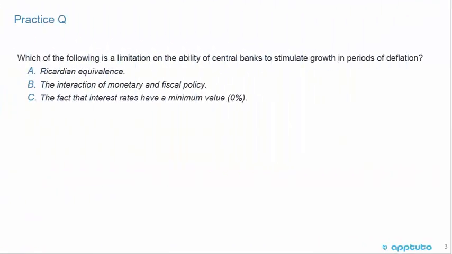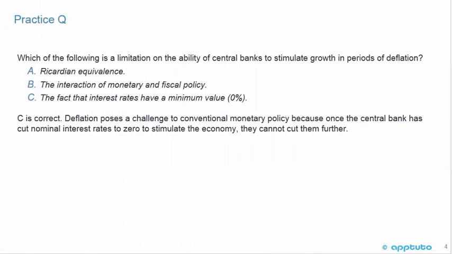So we'll do a quick practice question. Which of the following is a limitation on the ability of central banks to stimulate growth in periods of deflation? A, Ricardian equivalence, B, the interaction of monetary and fiscal policy, or C, the fact that interest rates have a minimum value at 0%. Okay, this was a bit of a tricky question, and that's why I showed the Ricardian equivalence before I jumped into this.